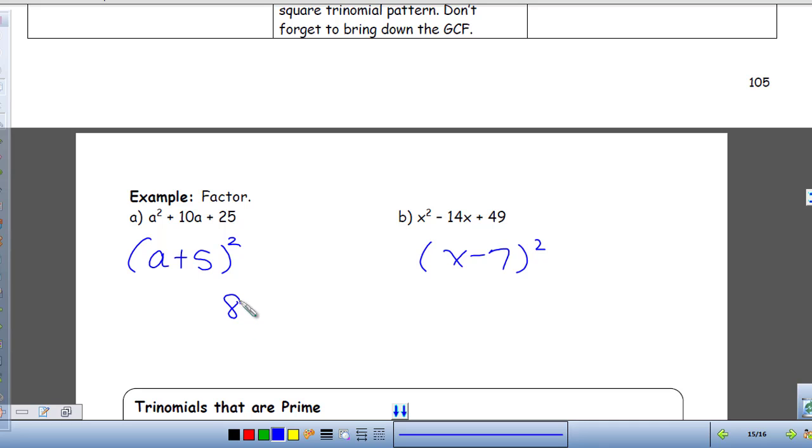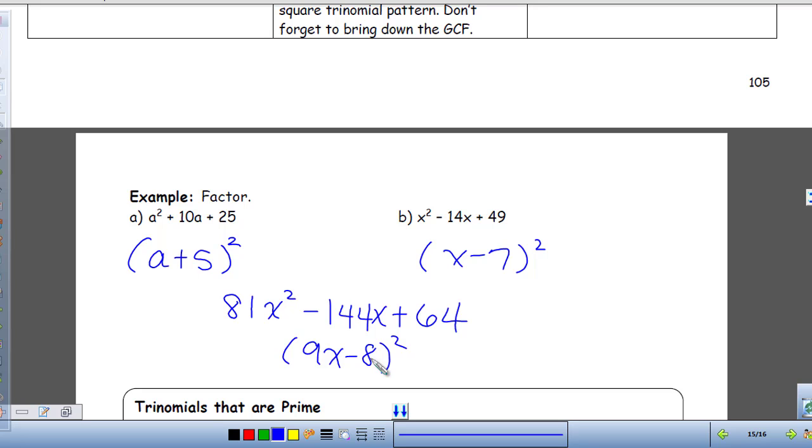What did you get? 9x minus 8 squared. This is a perfect square. It's 9x squared, and 64 is a perfect square. It's 8 squared. So 9x times 8 is 72, times 2 is 144.